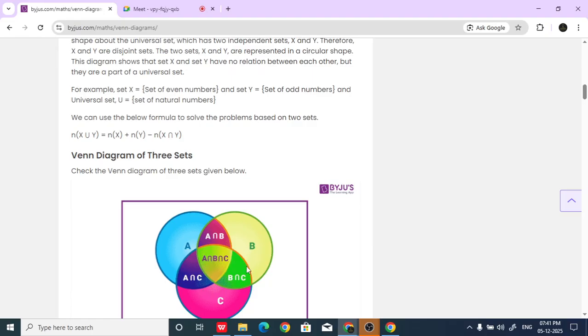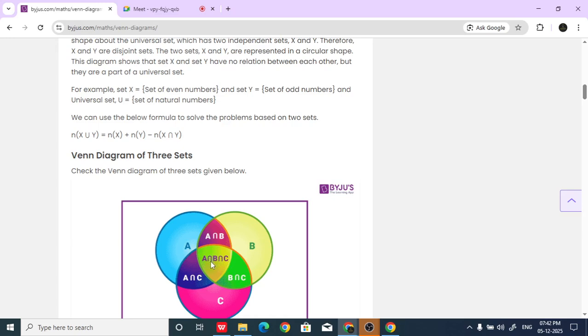And this is B and C. The intersection of B and C is this. But the intersection of all the three is this yellow one. That is why it's called A intersection B intersection C. This is how they represent intersection.